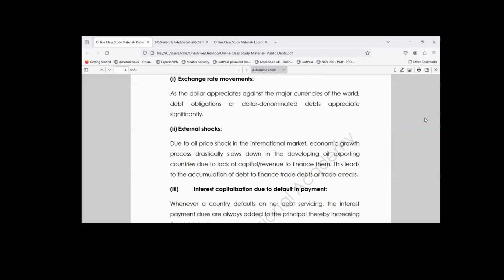So, exchange rate is one of the reasons why government should go and borrow, because the exchange rate of the dollar appreciates against major currencies. And government needs to buy some of what they are using for their infrastructure. They need to buy it using foreign currency. They will not have money to buy it by converting the naira. So they don't have any option than to go and borrow dollars.